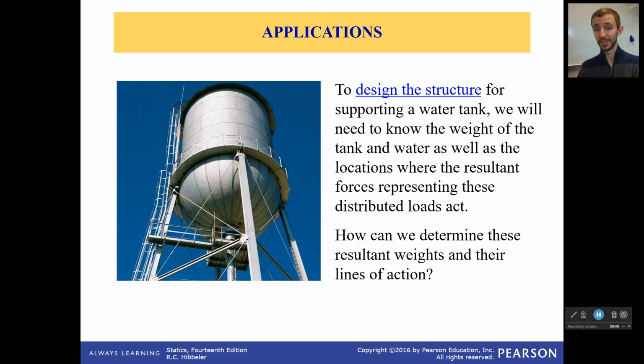So how can we determine the resultant weights? And where are their lines of action? Well, spoiler, it's going to go through the center of gravity. Weight goes through the center of gravity because gravity causes your weight. Magic. Incredible.